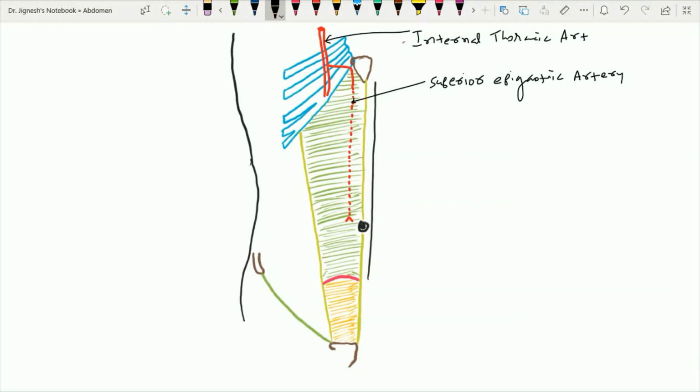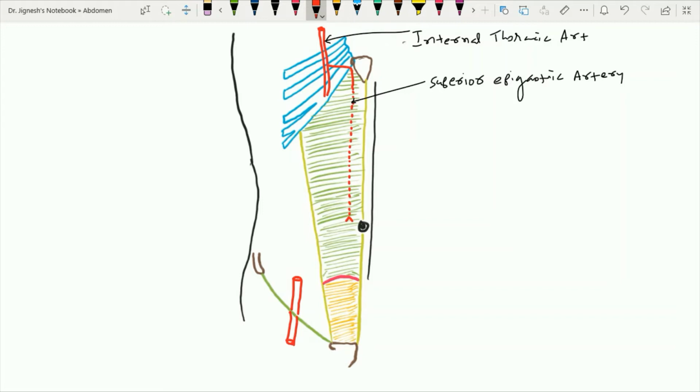And the superior epigastric vessels are going to anastomose with the inferior epigastric vessels near the umbilicus, which is responsible for the collateral circulation between the upper limb and the lower limb. Now let's see the inferior epigastric vessels. The inferior epigastric artery is going to arise from the external iliac artery, and this external iliac artery is going to continue as the femoral artery below the inguinal ligament.